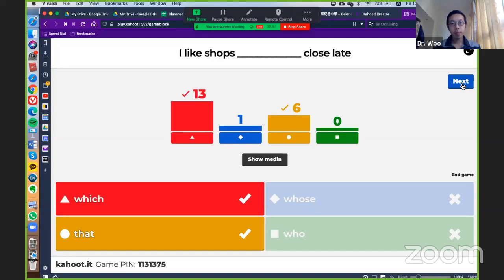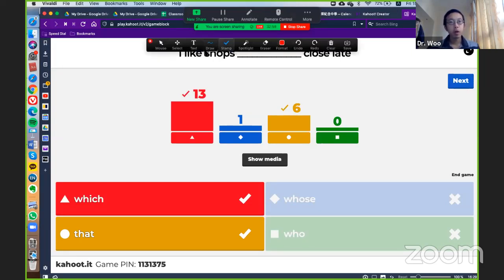Here we are again. So we see shops and which and that can be used because this is defining. One person wrote whose, and whose is possessive. That is, it owns something. And that's not what we want right now. Okay.